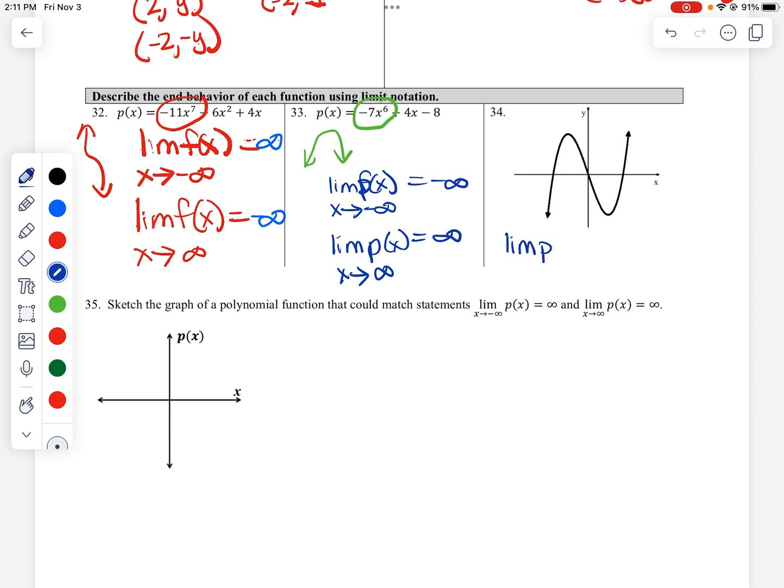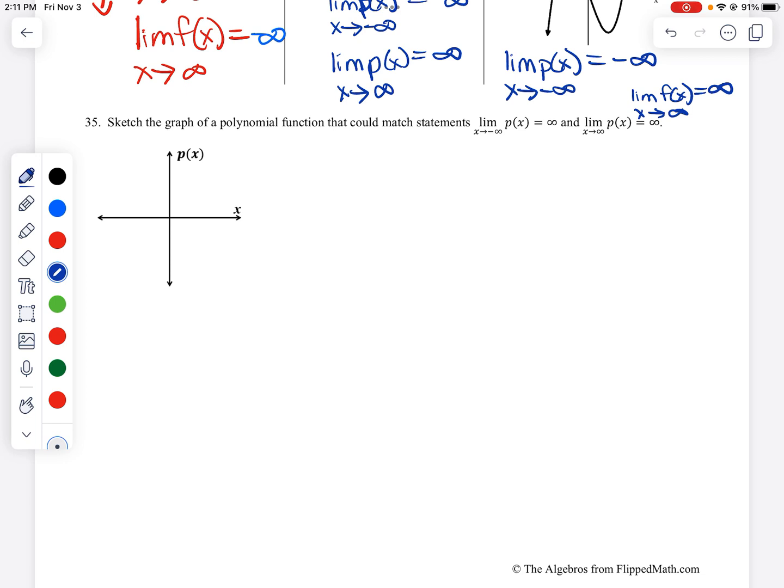And how about this one? The limit of p of x as x goes to negative infinity. Well, that's on the left. It's going down. And as x goes to positive infinity, it's going up.